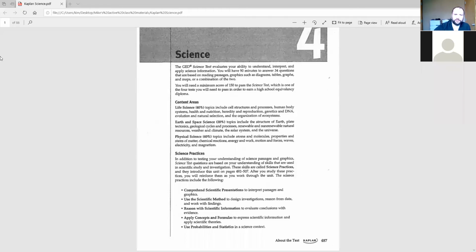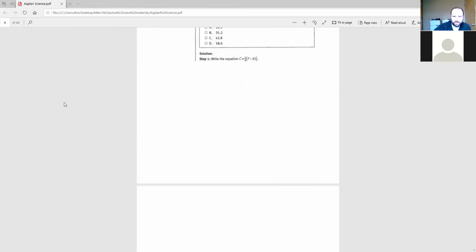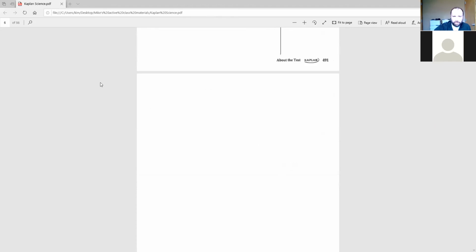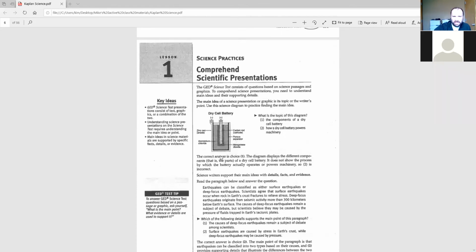So let me pull up the book here. Hopefully you can see it. I'll talk briefly about it and then go over some stuff. The first section of the book focuses on what they call science practices, which are basically just different types of questions you might see and some general concepts you need to know, not necessarily content related.